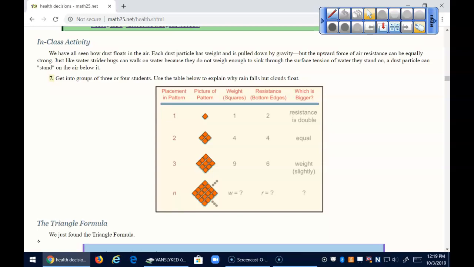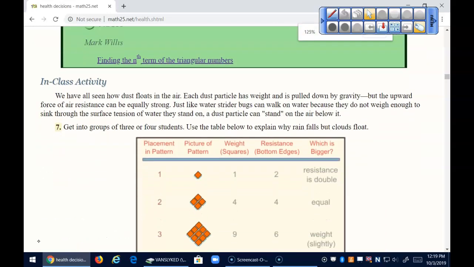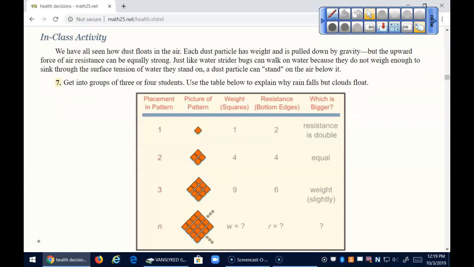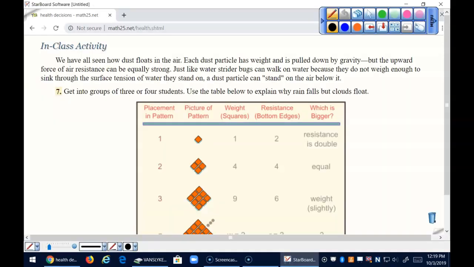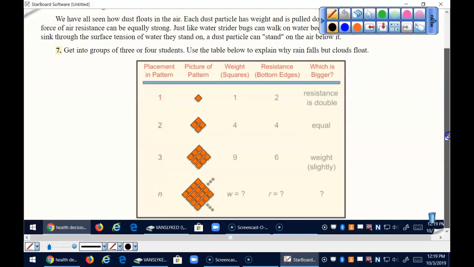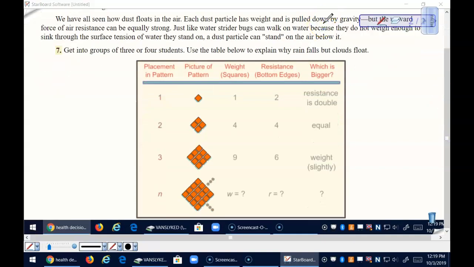I can make this a little bigger. Our in-class activity: why clouds float but rain falls. So, anyone know before we look at this diagram? Weight. It's certainly about weight. And it's about pressure. Condensing, it gets heavier in one spot and falls.